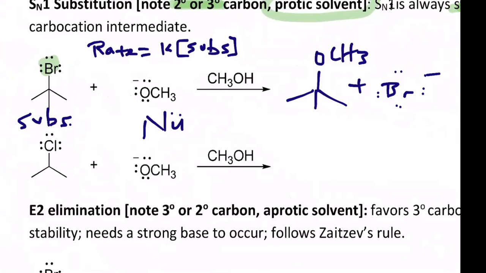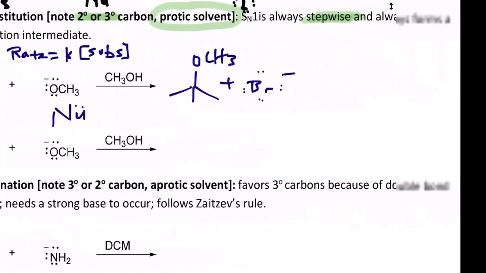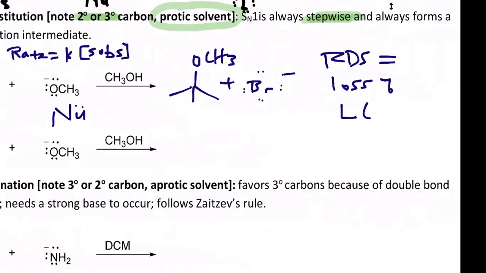So protic solvents don't affect the rate, right? For the SN2, it does. For the SN1, it doesn't. Because it's still more than likely there's some solvation happening, but that doesn't control the rate. What controls the rate is the loss of the leaving group, which is the rate determining step for SN1. So the loss of my leaving group is the rate determining step in this reaction.